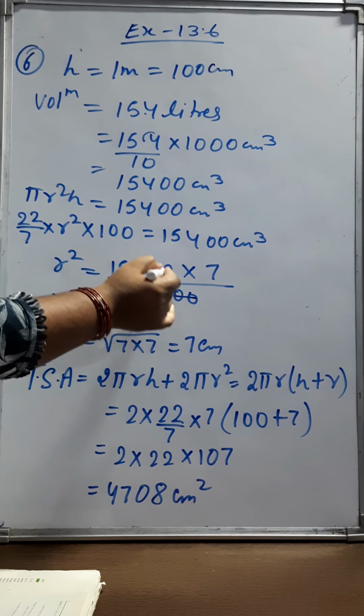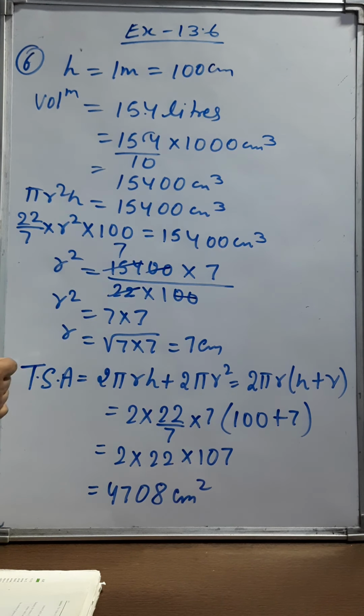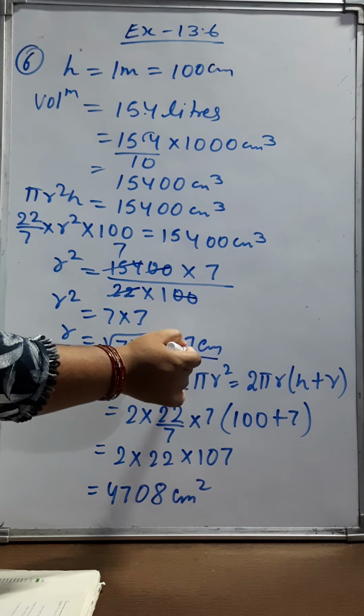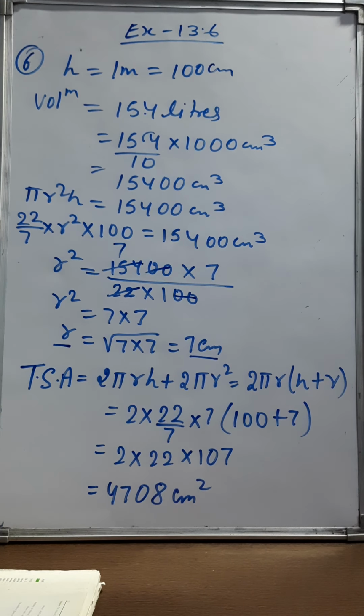When you solve this, you will get R square is equal to 7 into 7. So we got the value of R as 7 centimeter. Now the question asks, how many square meters of metal sheet would be needed to make it.